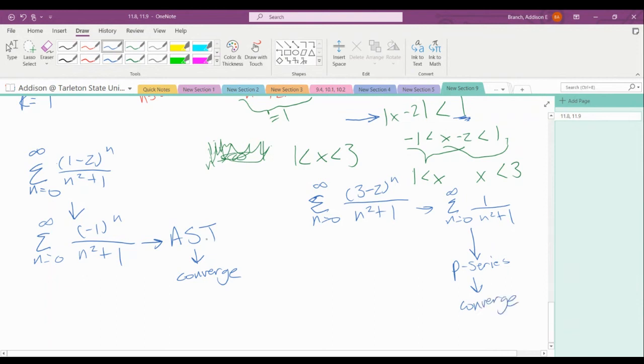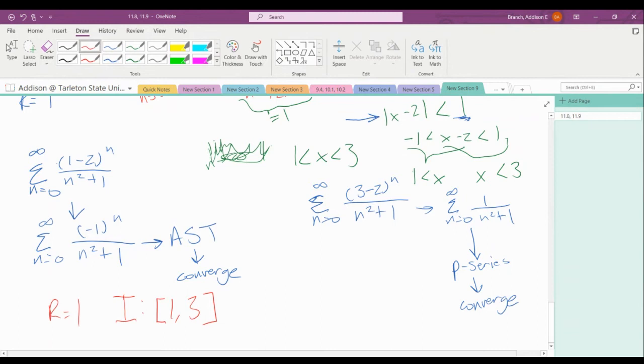And because each of these converge whenever we do our interval, let me go ahead and just rewrite our radius down here. Radius is 1. Our interval will be closed bracket 1 to 3 closed bracket.